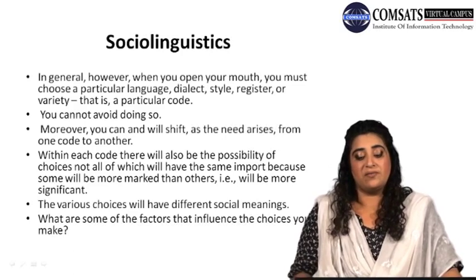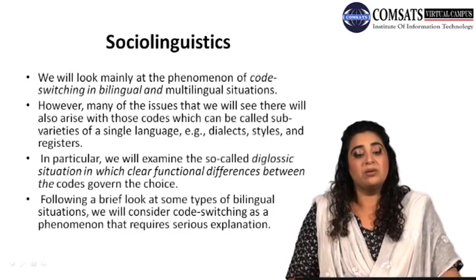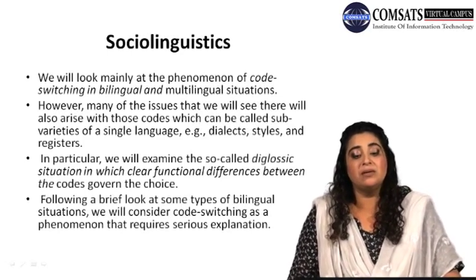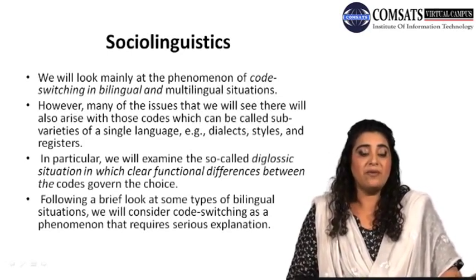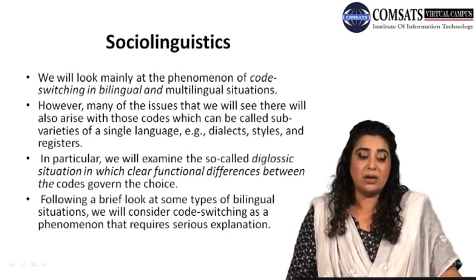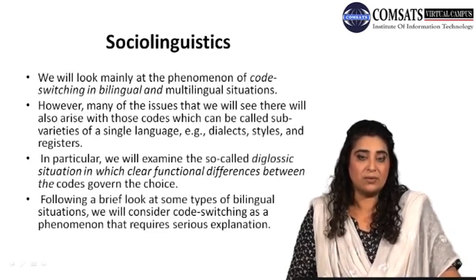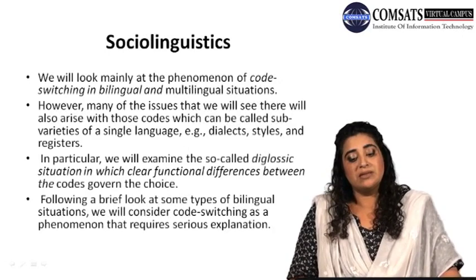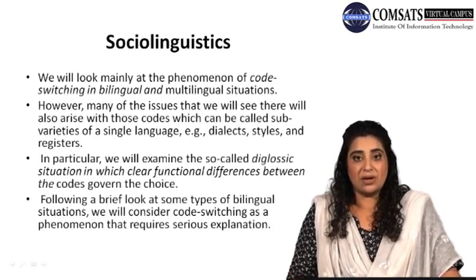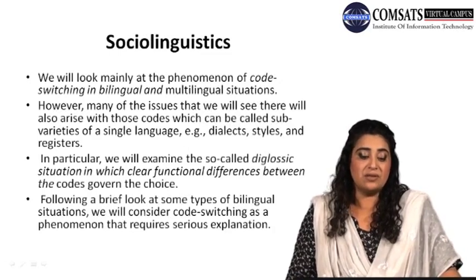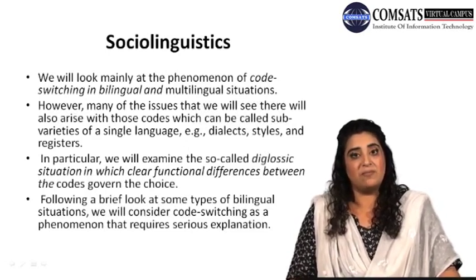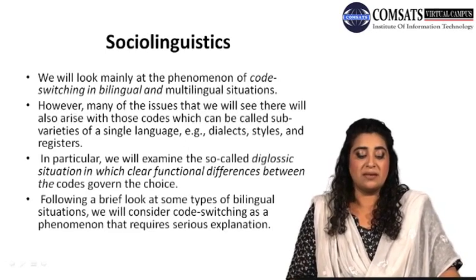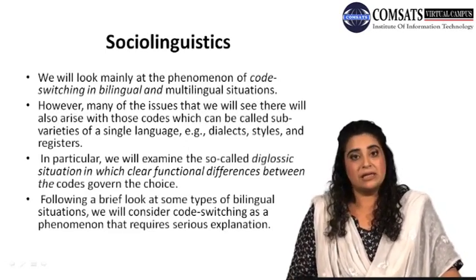Now, what are some of the factors that influence the choices we make? We will look mainly at the phenomenon of code switching in bilingual and multilingual situations now. However, many of the issues that we will see there will also arise with those codes, which can be called sub-varieties of a single language, for example, dialect styles and registers. In particular, we will examine the so-called diglossic situation, in which clear functional differences between the codes govern the choice. So, following a brief look at some types of bilingual situations, we will consider code switching as a phenomenon that requires serious explanation.